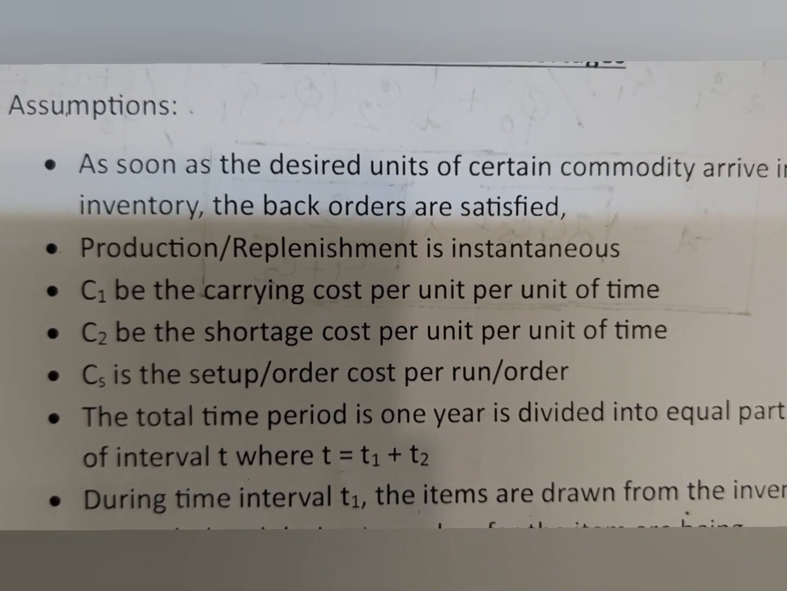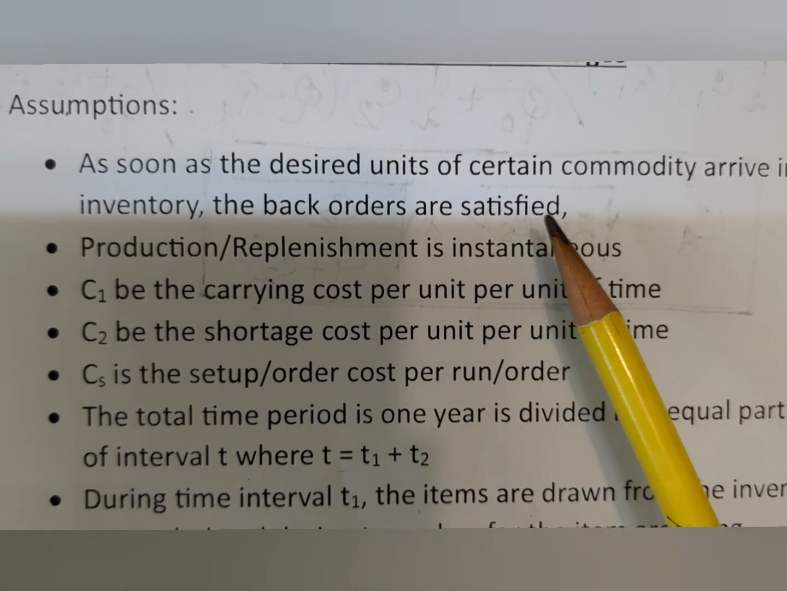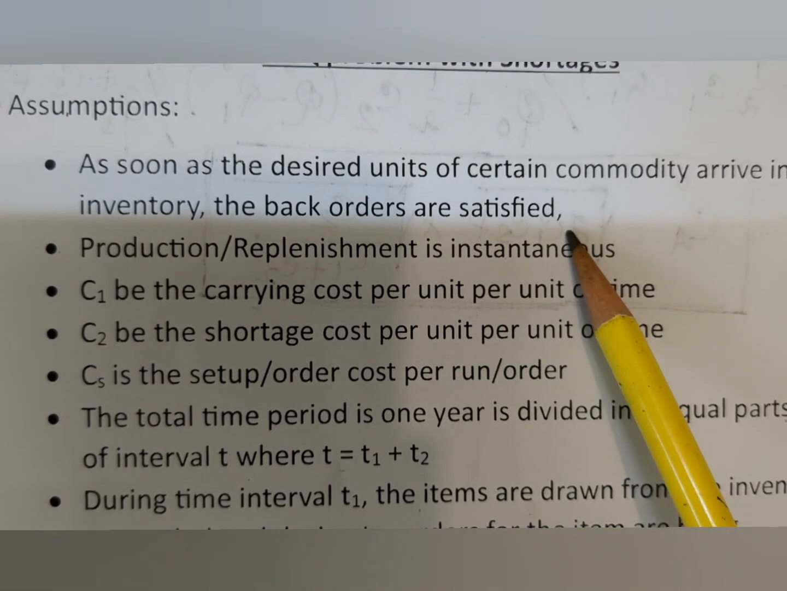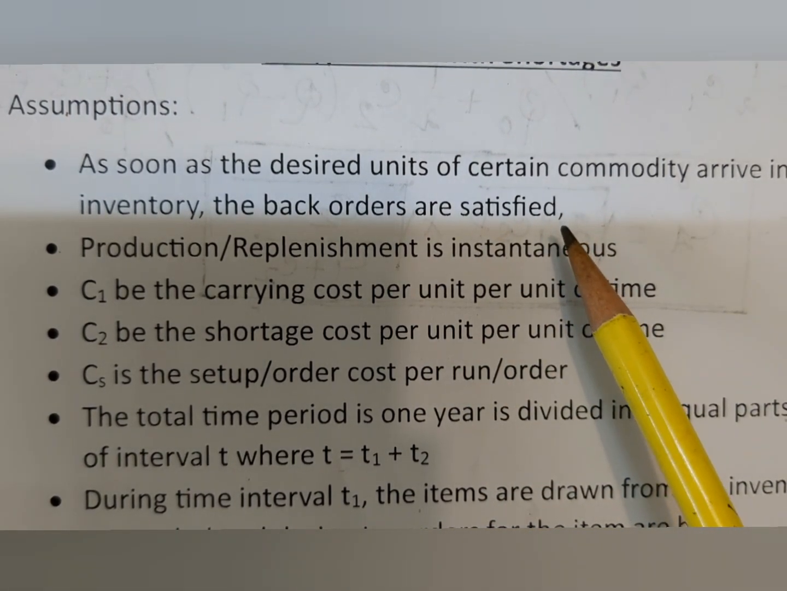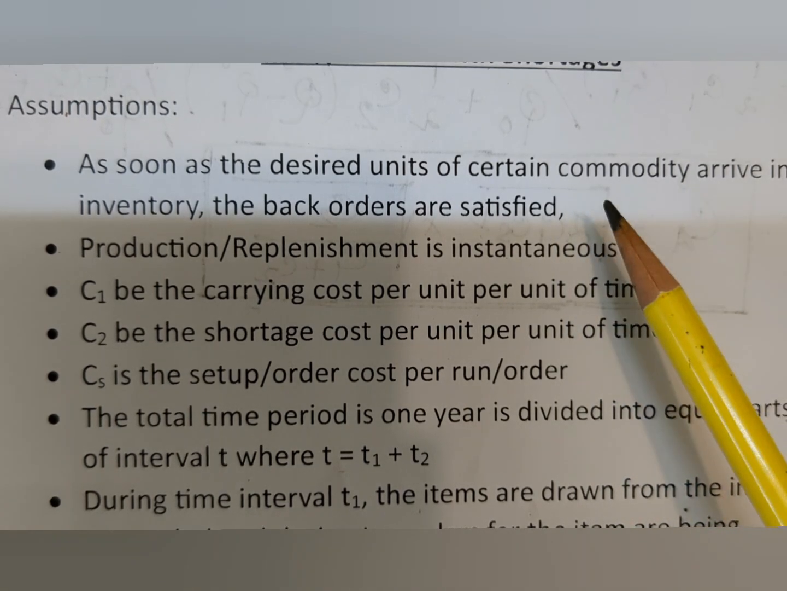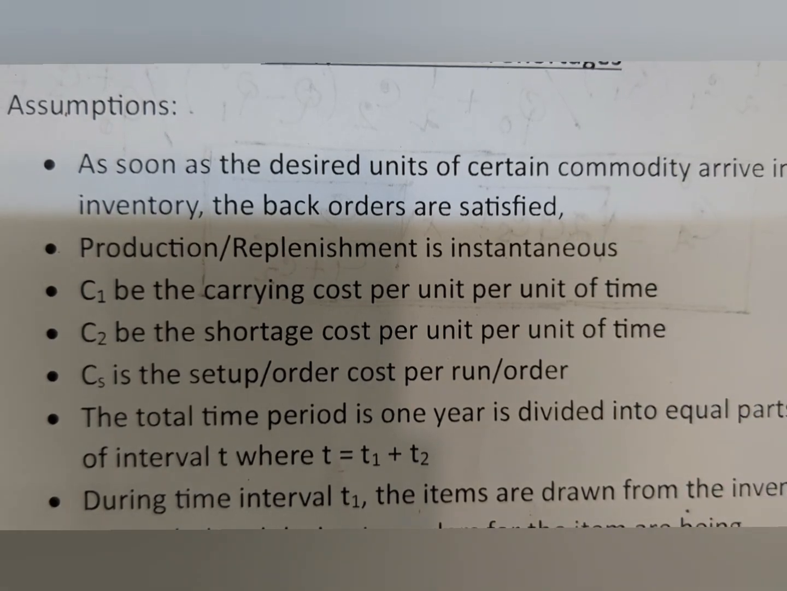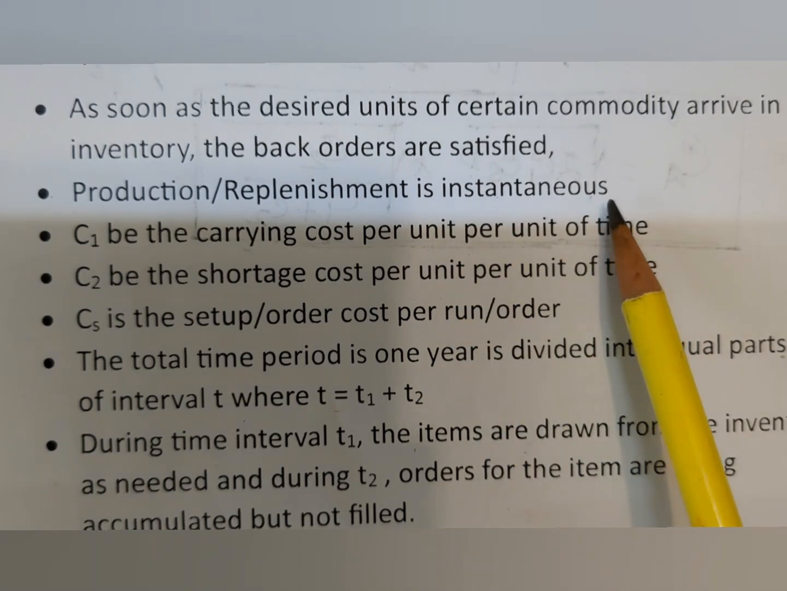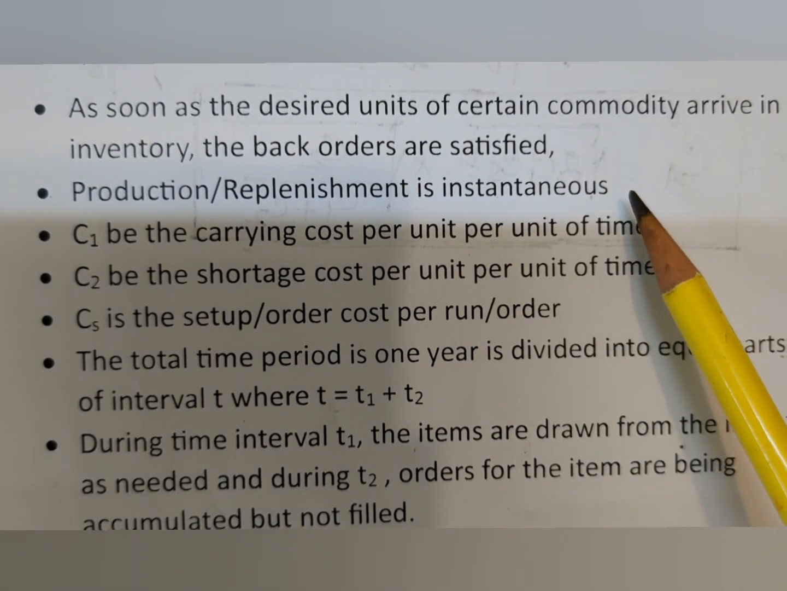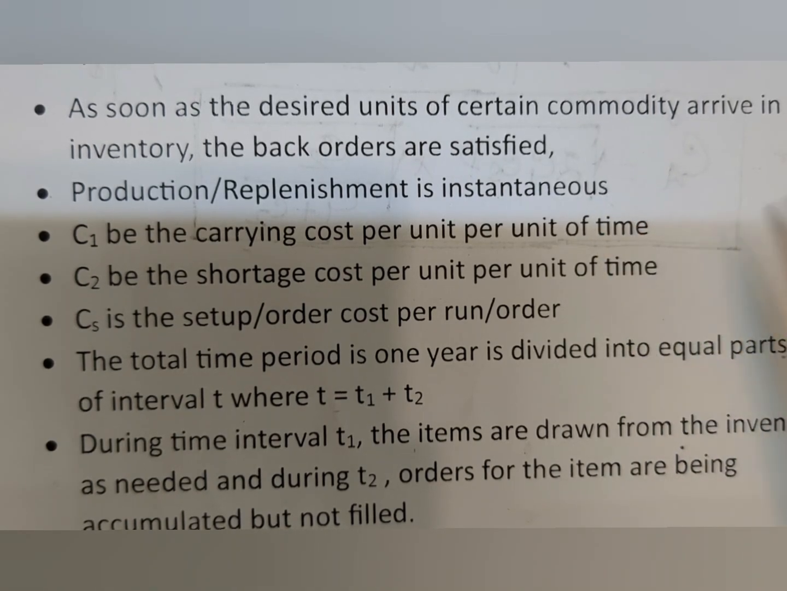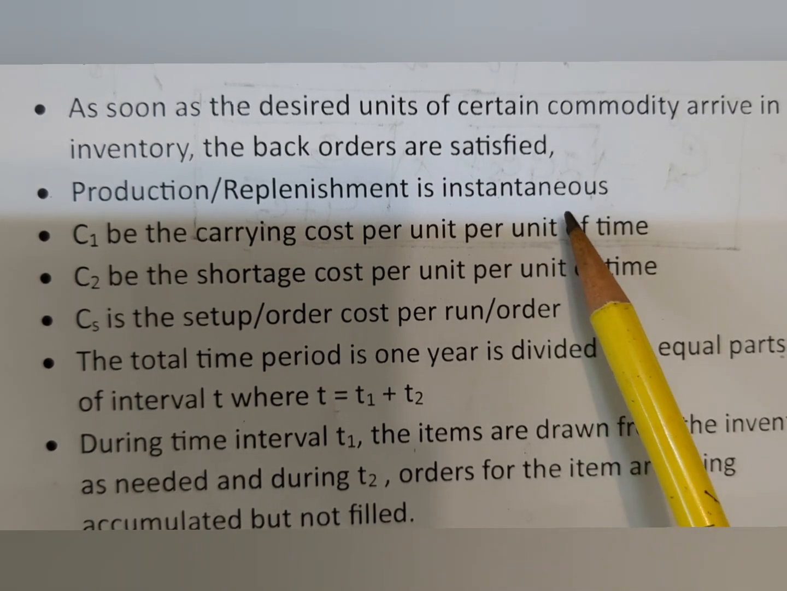First, as soon as the desired units of a certain quantity arrive in inventory, the back orders are satisfied. That means the pending orders are to be satisfied first, and only then will the inventory be formed. Next, production and replenishment is instantaneous. In the previous EOQ model also, I discussed this. Instantaneous means at the moment you are placing the order, the materials are received.